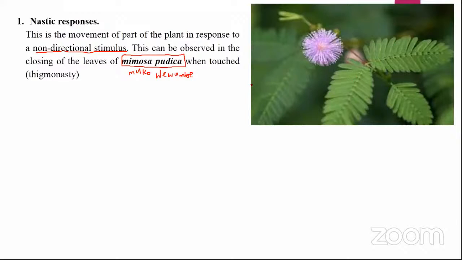The moment you tap it, whether from behind, from up, or from down, what actually happens is that the leaves are going to fold. Now, this is what we call a Nastic response. That is movement of part of the plant, in this case its leaves, in response to a non-directional stimulus like your touch. If you are bringing your hand to touch it, it doesn't matter whether it is coming from the left, from the right, from up, from down. So the stimulus is non-directional, coming from a wide range of directions. It doesn't have to come from a particular direction. And this is key to defining this response.